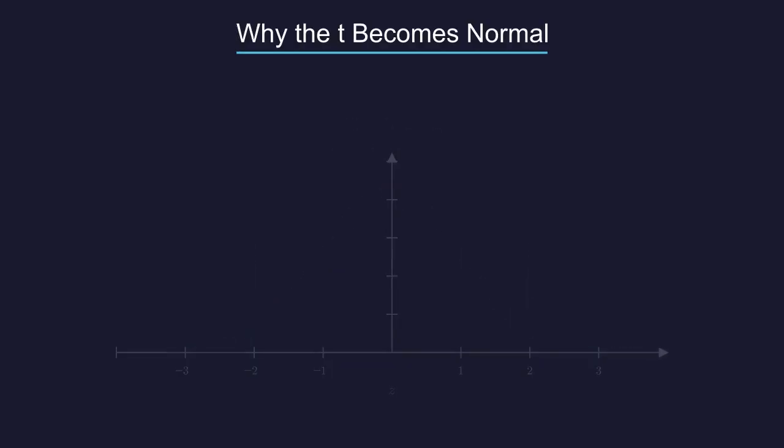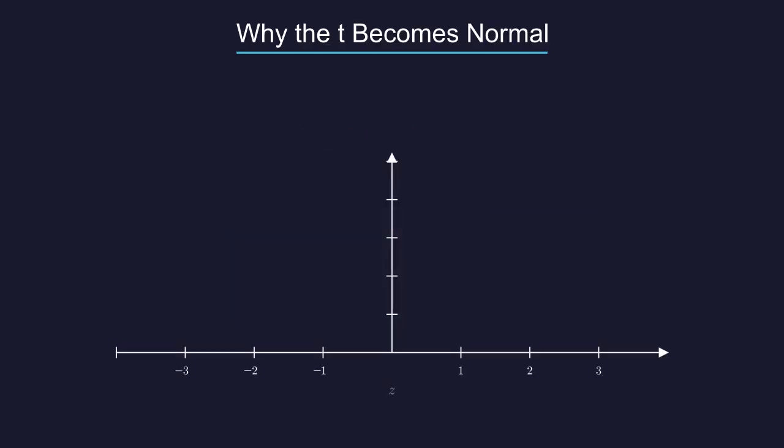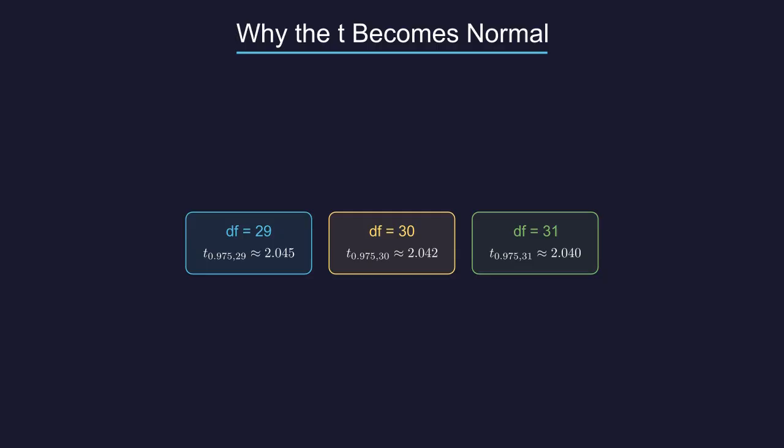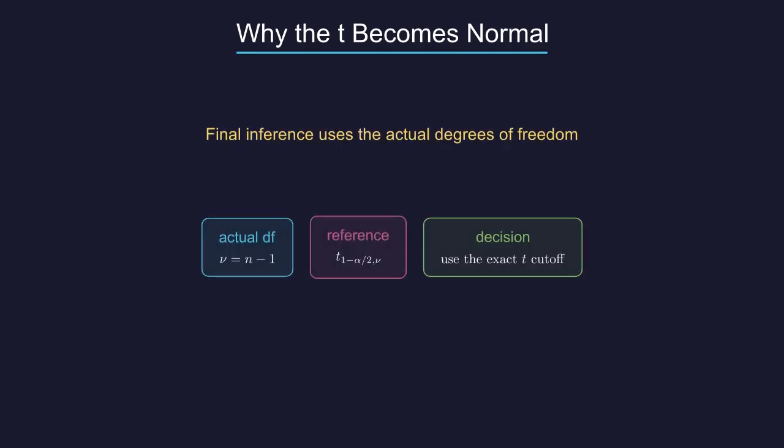The example shows that convergence is continuous rather than a sharp switch at df equals 30. A threshold such as 30 is a communication rule, not a theorem saying normal and t become identical. Use the actual df, an exact reference for final inference.